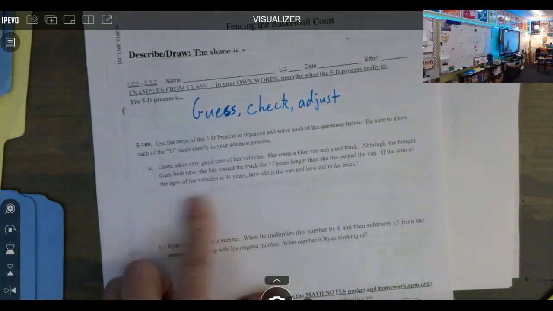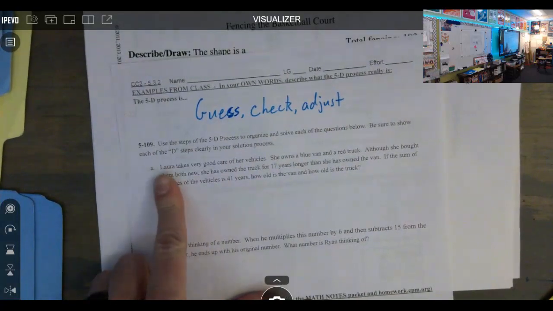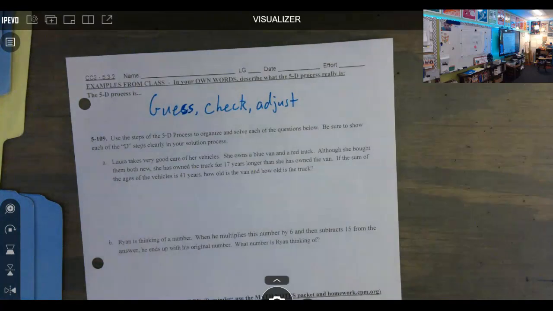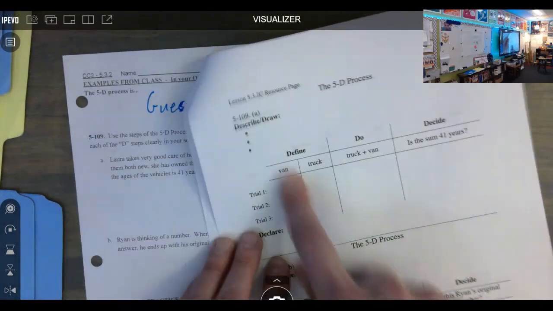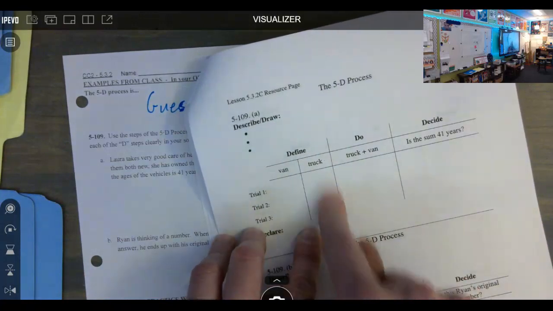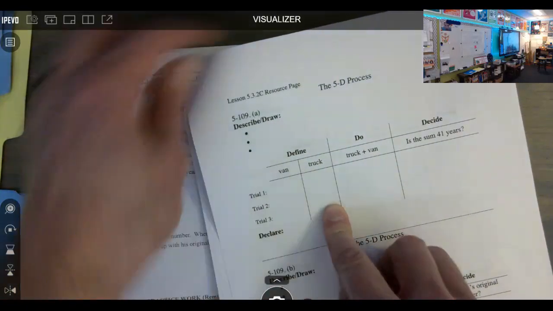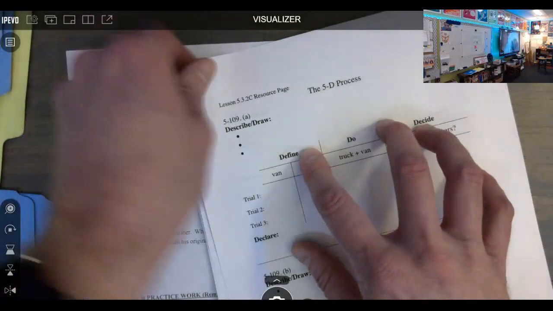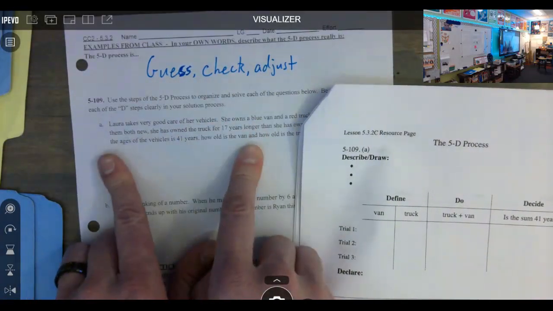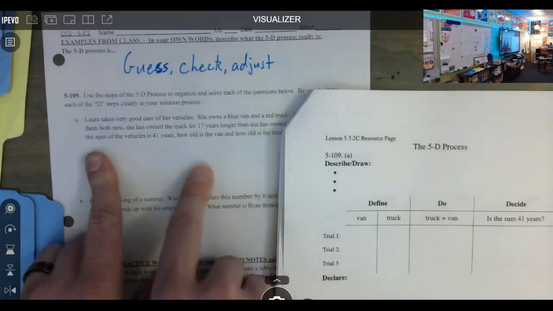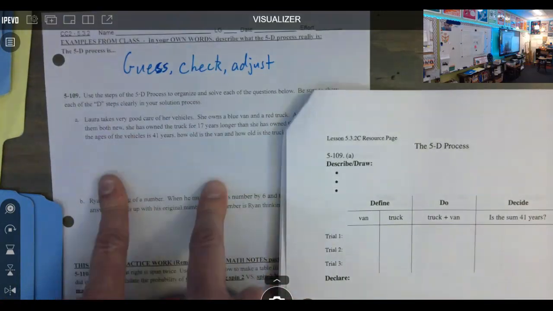All right, so on your paper, check this, because I'm just going to give you a couple minutes to work with each other. You have a problem about Laura. I have already set up your 5D table here, and I've already split van and truck columns for you. Flip to the next page in your resource packet, but now you have the word problem that you can highlight. You should be highlighting the important stuff, figuring out how to write it out.